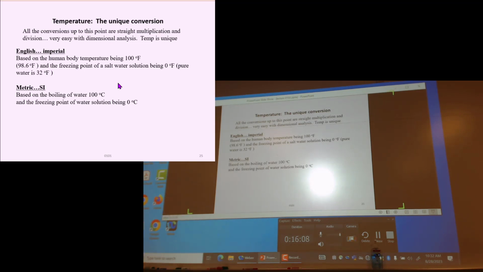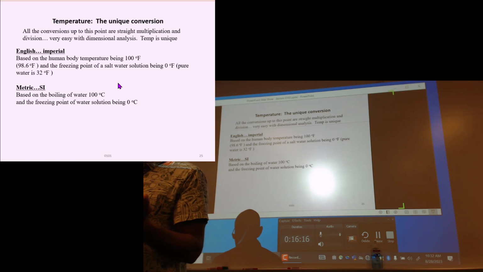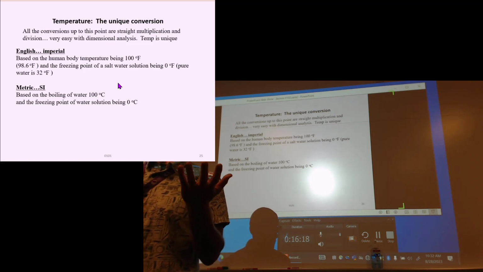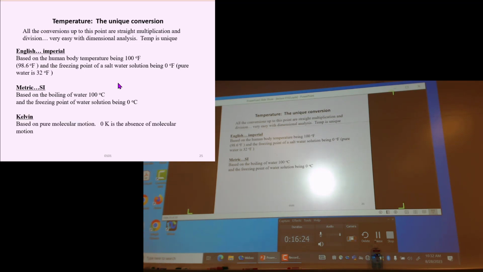Metric is a lot more practical. It's based on pure water freezing and boiling. So the boiling point of water is 100 degrees C. The freezing point of pure water is 0 degrees C. That's standard conditions, standard pressure. That's really easy. But Kelvin is based on pure molecular motion. So it is actually the truest measurement that will be used for calculating physical quantities. We'll get to that later.